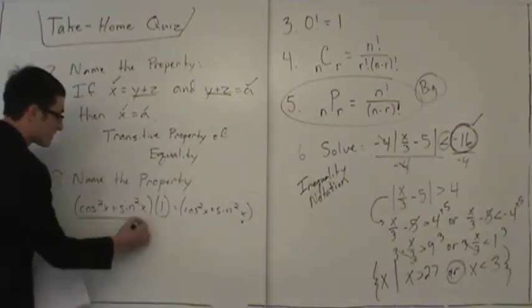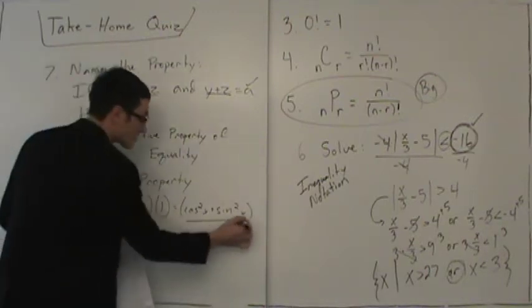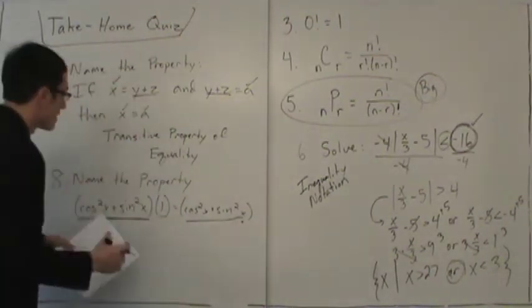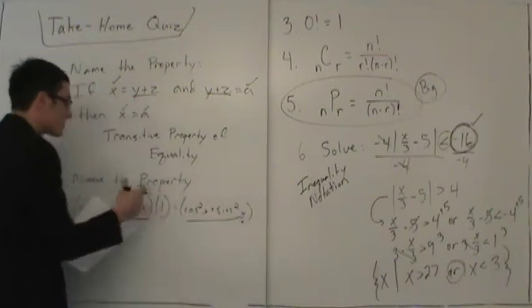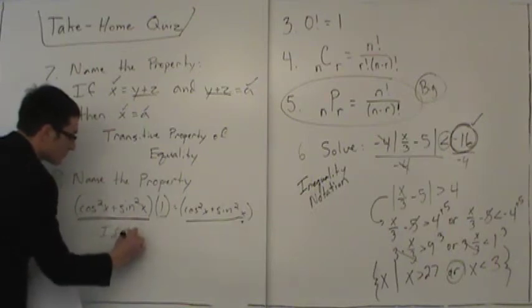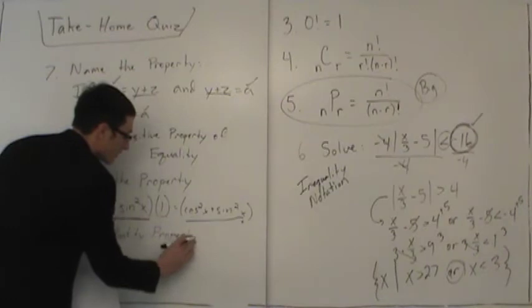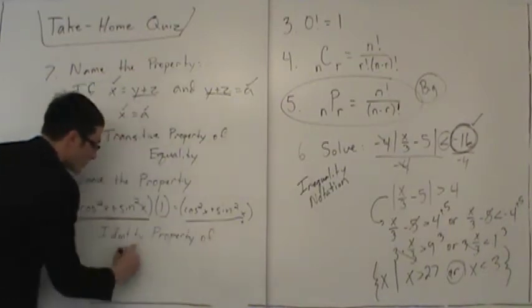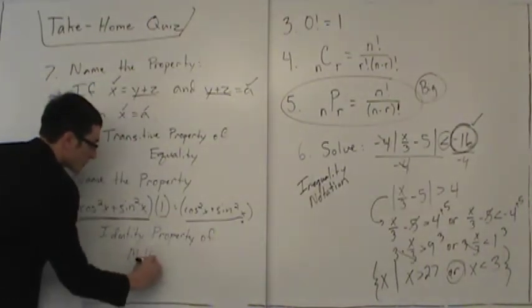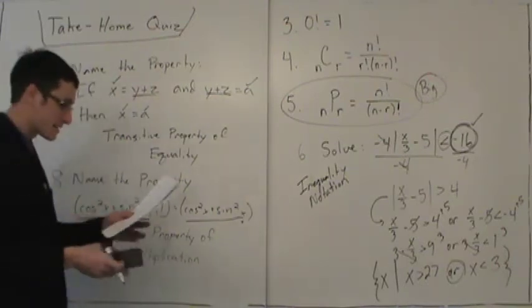We started with this cosine squared x plus sine squared x. Did we end with cosine squared x, sine squared x? Yes. If we ended with what we started with, okay, this is identity. Okay, so this is the identity property of what? Of multiplication. Okay. All right, next. Number 9.